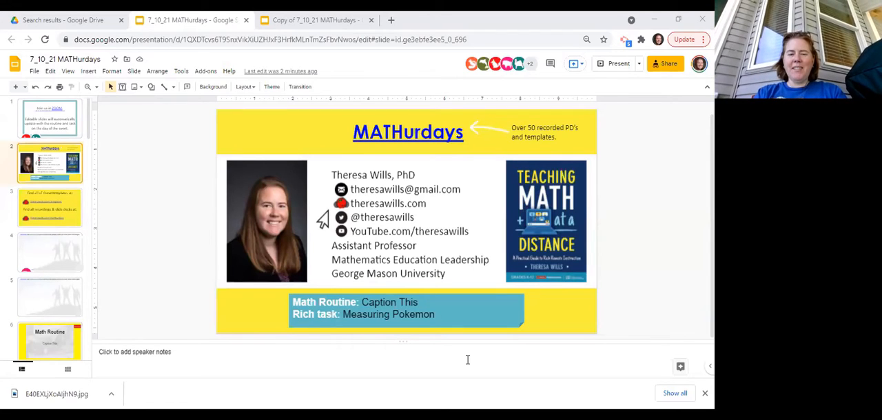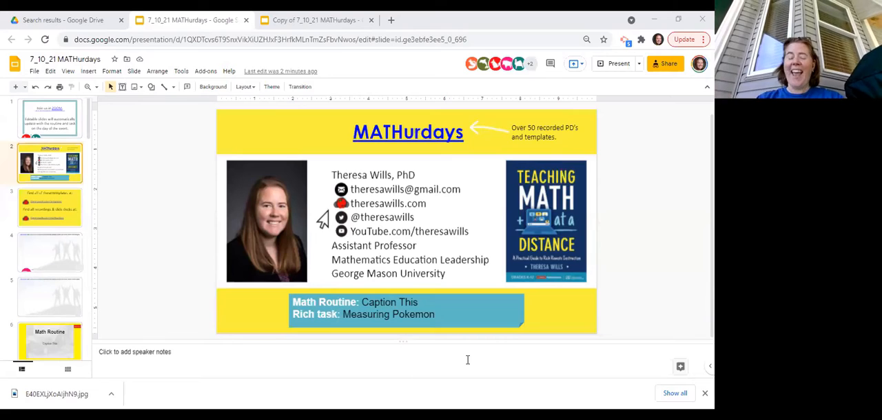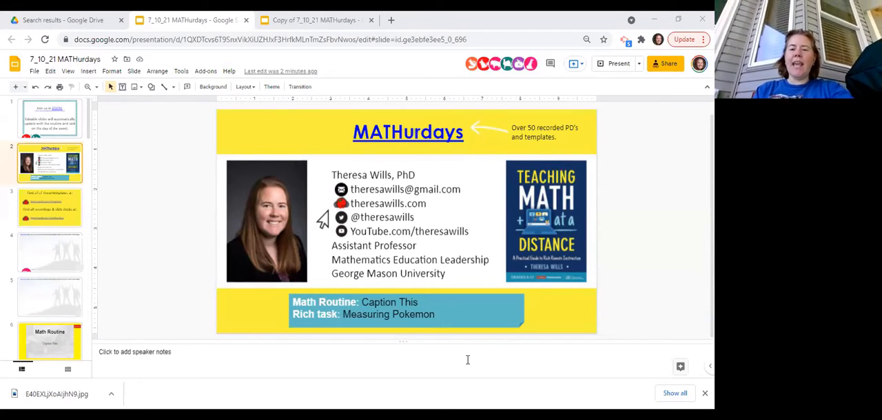My name's Therese Wells, and I am here to share with you all a math routine and a rich task that can be done in an in-person classroom, but also in a virtual classroom as you're about to participate in today. The main focus is looking at elementary measurement. So that standard where students are working between standard and metric measurement systems and all the wonderful learning and confusion that can come along in that. So let's go ahead and get started.